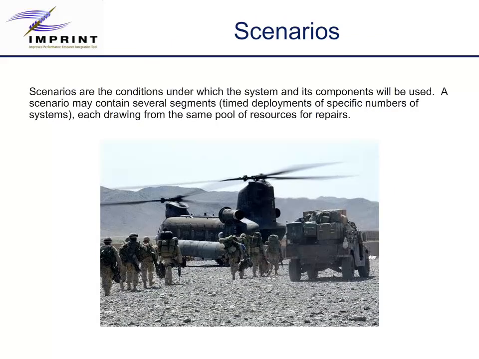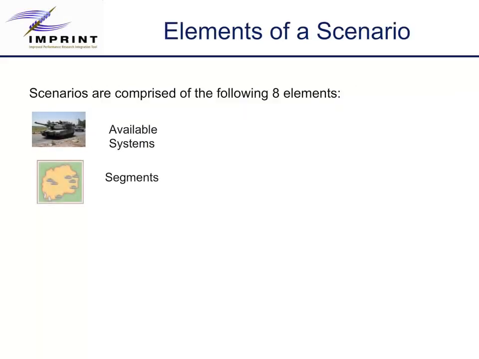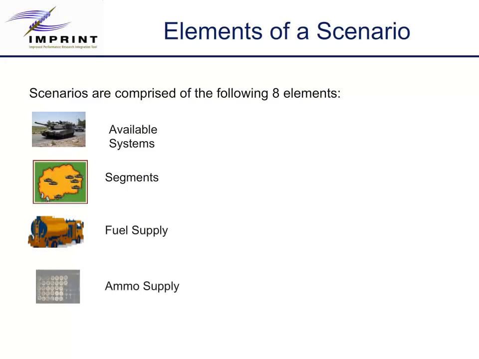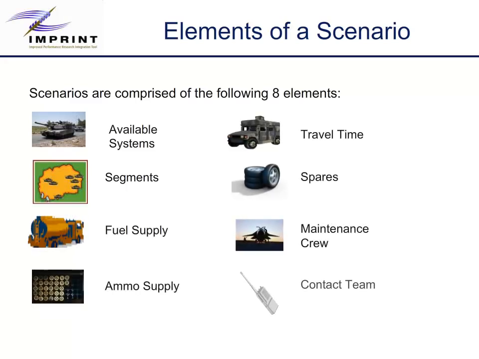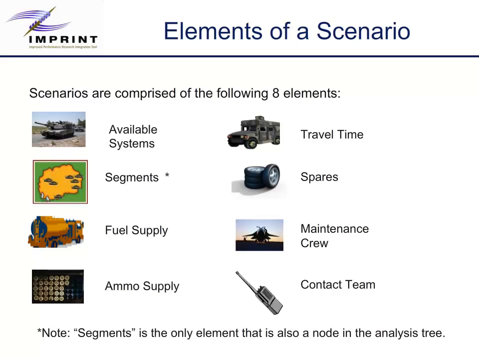The third component of a maintenance model are the scenarios. Scenarios are the conditions under which the system and its components will be used. The scenario may contain several segments or time deployments of specific numbers of systems, each drawing from the same pool of resources for repairs. Once the system has been fully described, its subsystem, component, task, and all the associated repair task data, the mission scenario or scenarios expected for that system must be described. By building multiple scenarios, mission-specific manning levels can be determined.